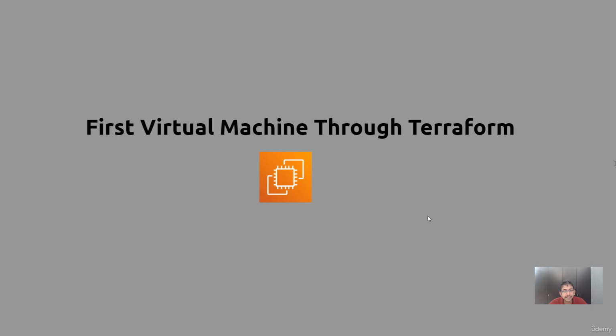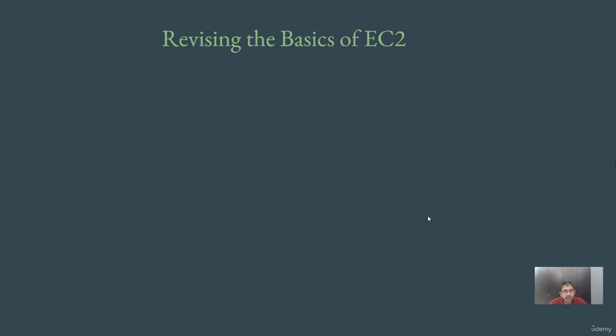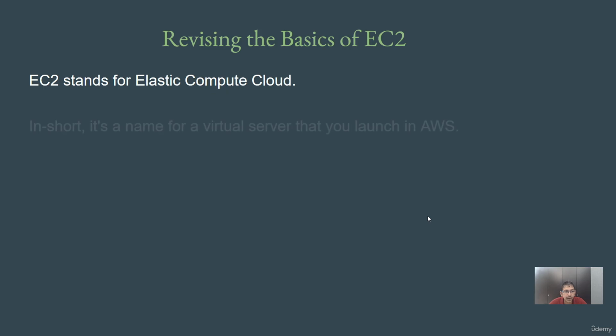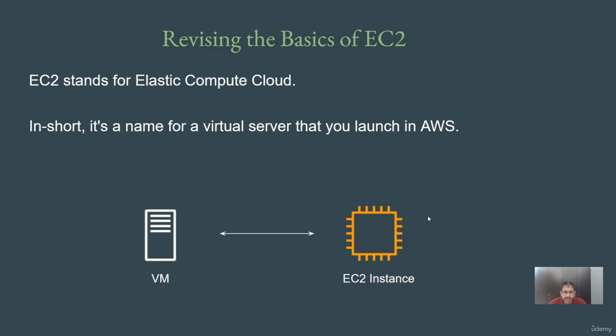So when we discuss virtual machine from AWS point of view, it refers to EC2. What is EC2? It is Elastic Compute Cloud, and in short it is generally referred to as a virtual server or virtual machine that you launch in AWS. So this is one important part to know.